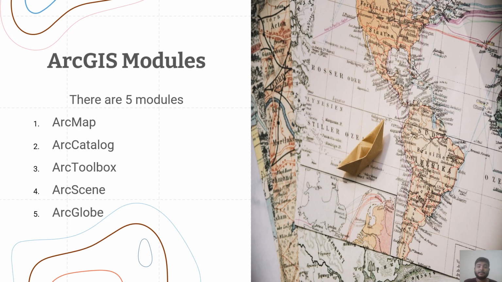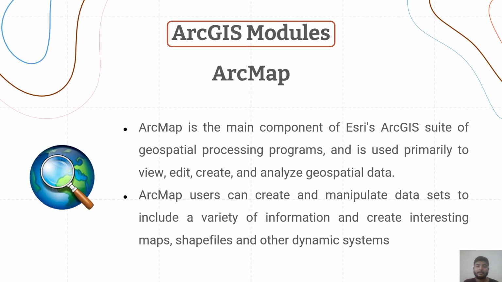There are five modules of ArcGIS. They are ArcMap, ArcCatalog, ArcToolbox, ArcScene, and ArcGlobe. Let's talk about the modules now. First, let's talk about ArcMap, which is the main component of ArcGIS suite. It helps to view, edit, create and analyze geospatial data and create maps, shapefiles and other dynamic systems.